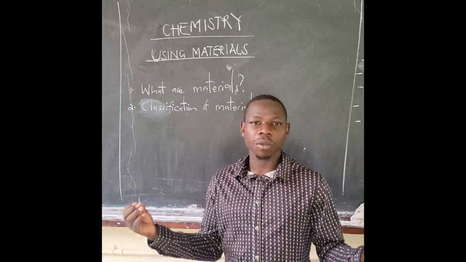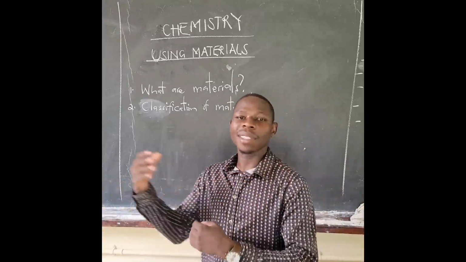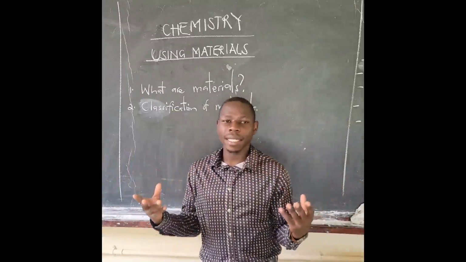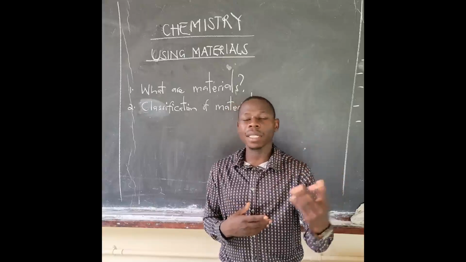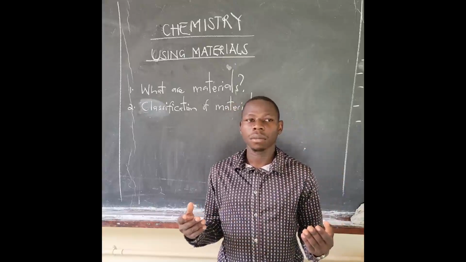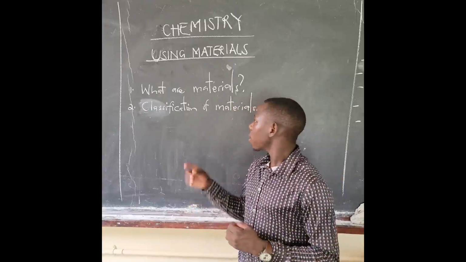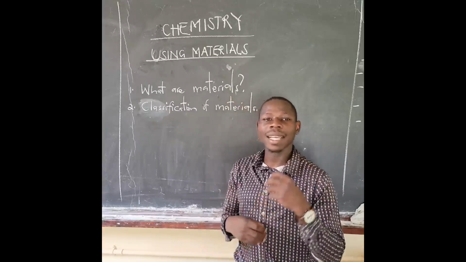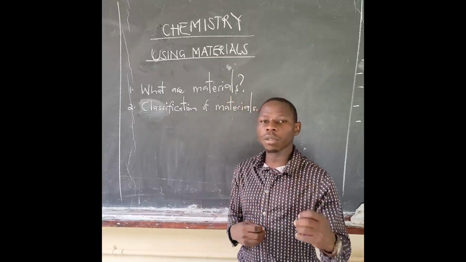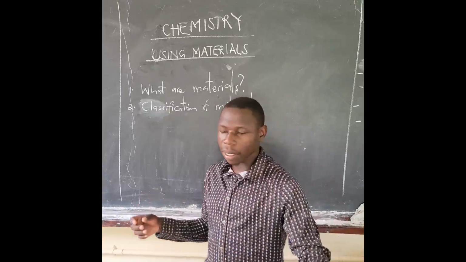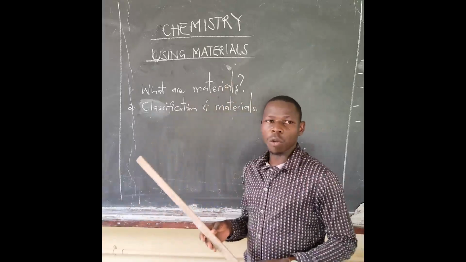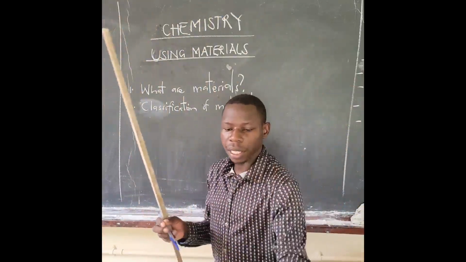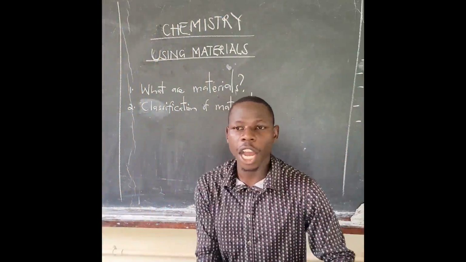Materials, in definition, we say these are substances, or we can say matter, from which objects or physical objects are made. We are saying materials is matter, or these are substances from which physical objects are made. That is materials. When I talk of physical objects, I mean a ruler, a pen, a box, a shirt, the clothes we put on.